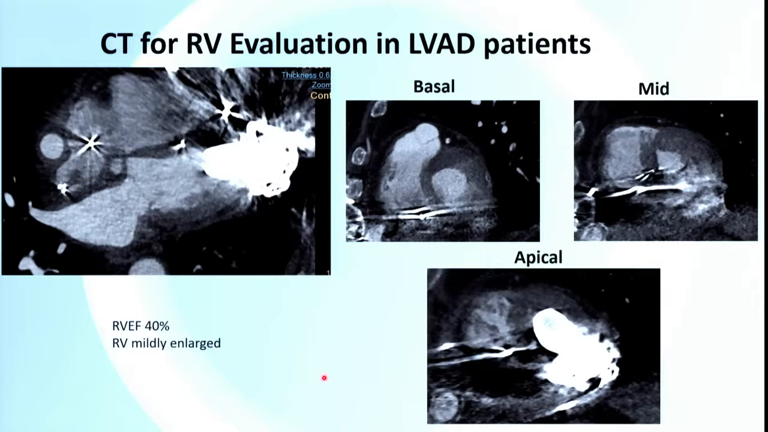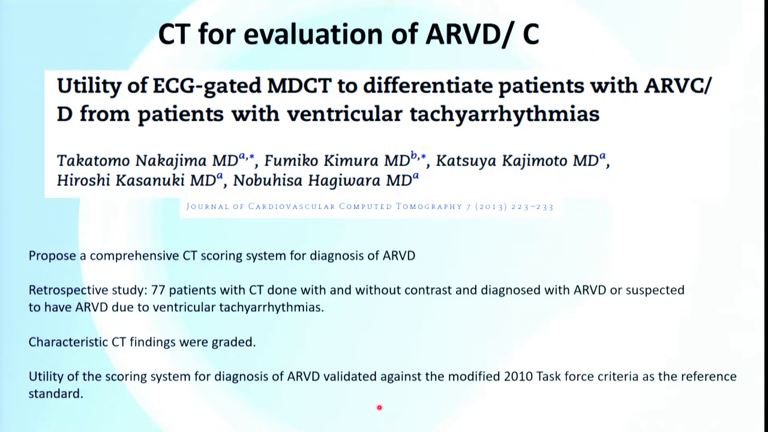So next, we'll move on to another potential indication for CT, which is evaluation of ARVD. This is a paper that's frequently quoted in CT literature for utilization of CT for ARVD. This is from JCCT 2013. It's a study from Japan where they tried to propose a comprehensive CT scoring system for the diagnosis of ARVD, and I'll show you in one of the slides what their scoring system was.